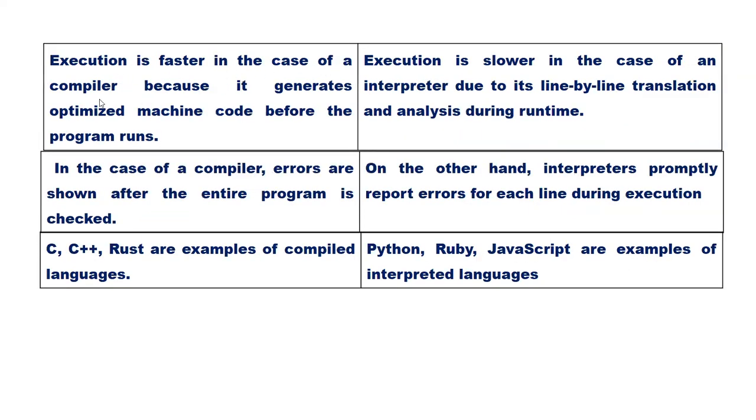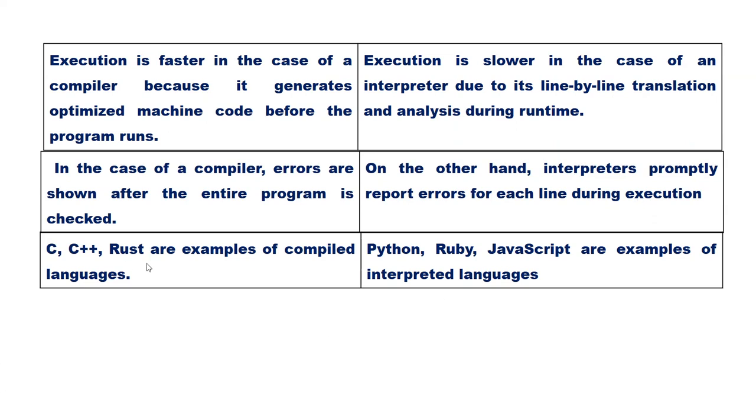Execution is faster in the case of compiled program because it generates optimized machine code before the program runs. Execution is slower in the case of an interpreter due to its line-by-line translation and analysis during runtime. In the case of compiler, errors are shown after the entire program is checked. On the other hand, interpreters promptly report errors for each line during execution.